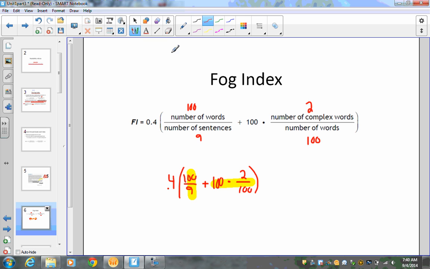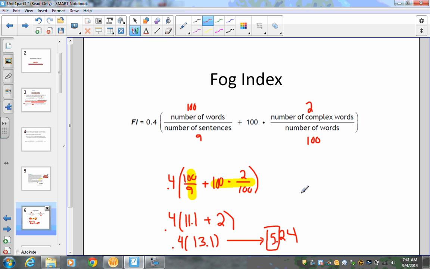So when I do the math here, it becomes 0.4 times (11.1 plus 2). When I keep doing the math, I get 0.4 times 13.1 because I added. My next step would be to multiply, and my answer is going to be 5.24. So if I was to ask you what grade level this is, you would say, well, since there's a 5 in front of it, that's for a fifth grader.